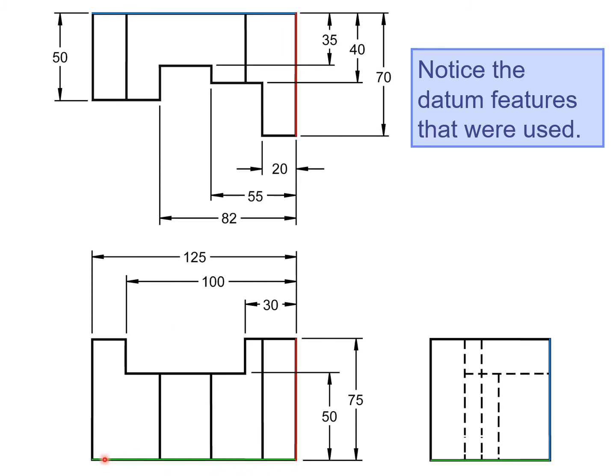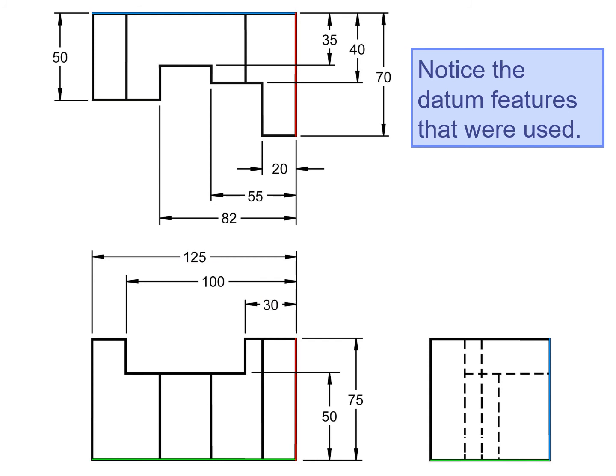Okay, the front view. Again, the base, that's a good datum, a lot of surface area, and we also identify this as a large surface area. So for the green datum, we're going to dimension from bottom up, giving us 50 and 75. And for our horizontal dimensions, we're going to go off of the right side, which has more surface area than the left side. Okay, so we're going to dimension from right to left, right to left, right to left, giving us 30, 100, and 125.